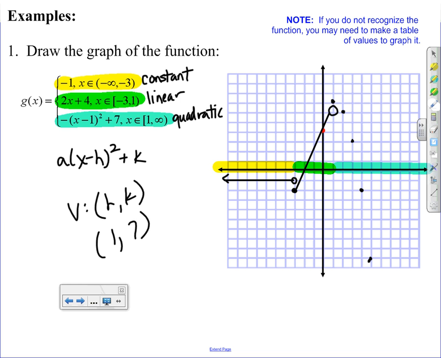This is the vertex right here at 1 and 7. There's your vertex. And the parabola continues to open down. And we don't get the whole parabola. You wouldn't want to draw this on your assignment, but we know the whole parabola will look something like this. But the piece of the parabola that we see, and that's why it's called a piecewise function, is simply the portion from 1 to infinity.